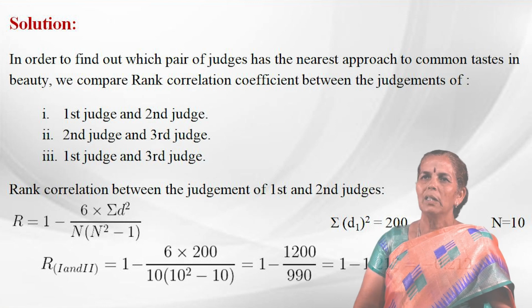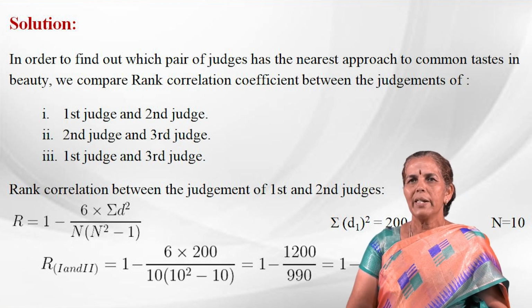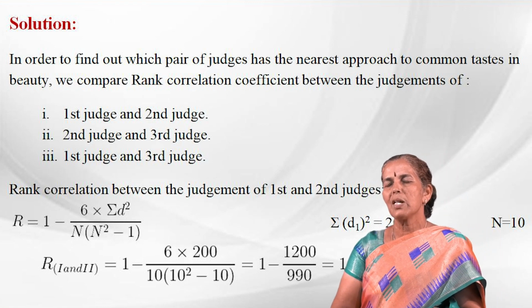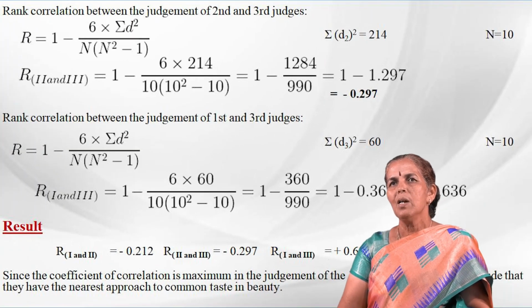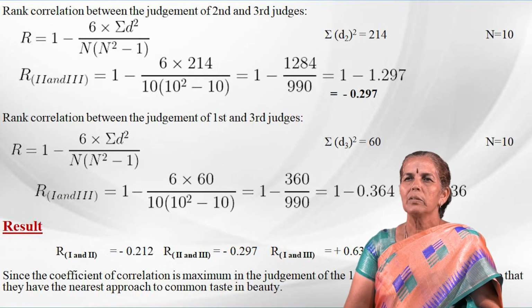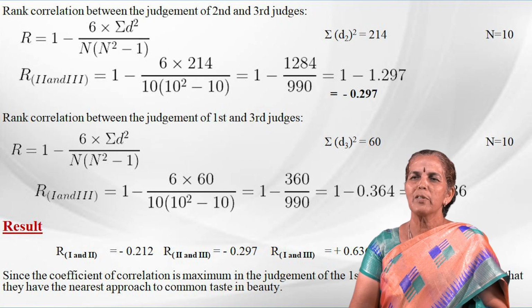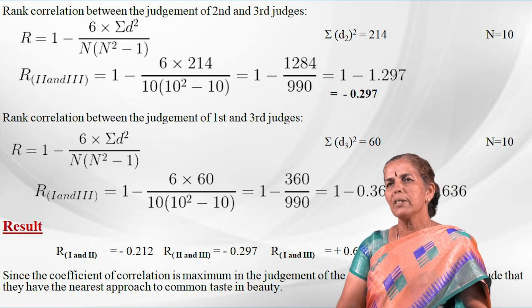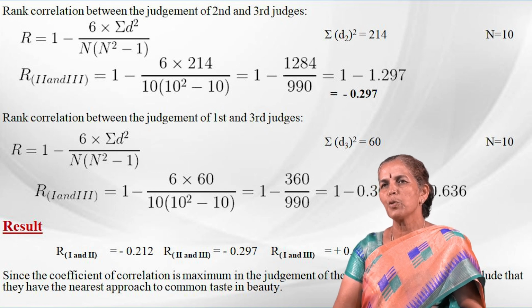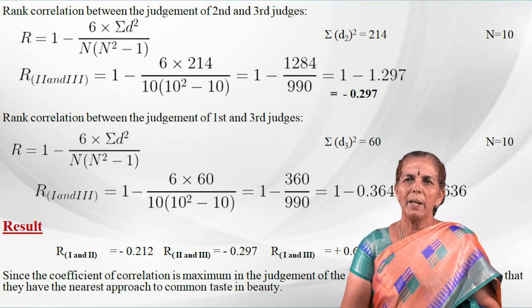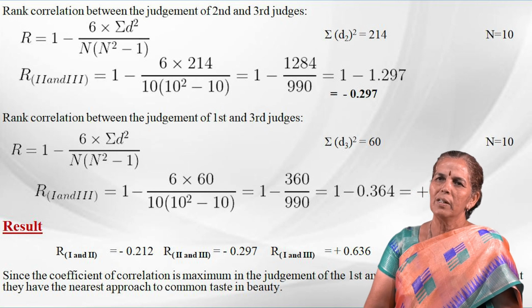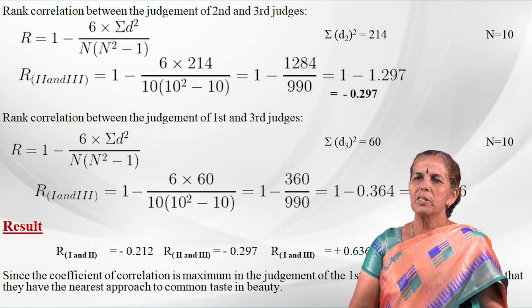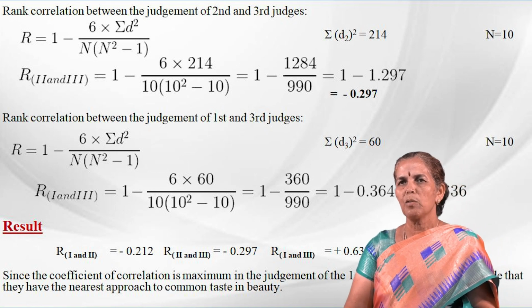Okay. For the next calculation, the rank correlation coefficient between the second and third judges. For this one, summation D2 squared we got as 214 and n equal to 10. Substituting in the formula, the answer is minus 0.297. Next, for the third pair of judges, we take the first and third. In this, summation D3 squared equals 60 and n equals 10.